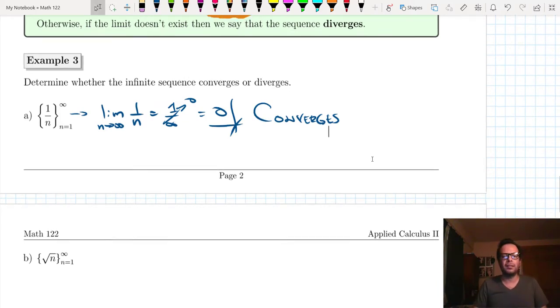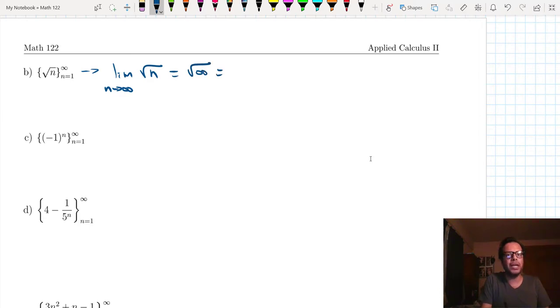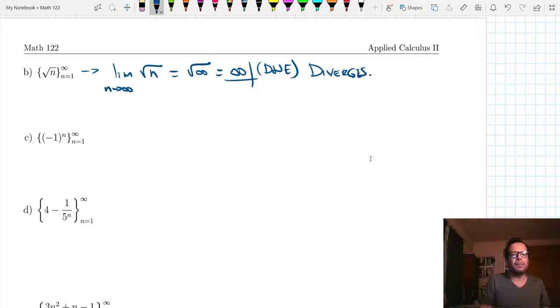What about the next one? Let's write this as a limit, square root of n as n approaches infinity. If we plug in square root of infinity, what do we get? Infinity. So in other words, the limit does not exist. So in this case, the sequence diverges. What about the next one?